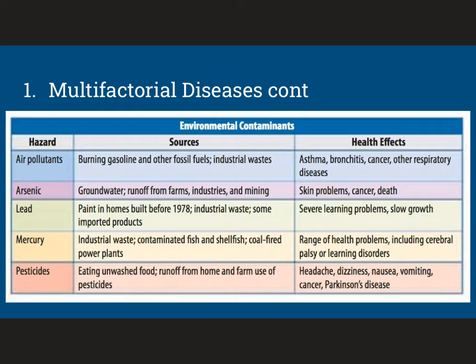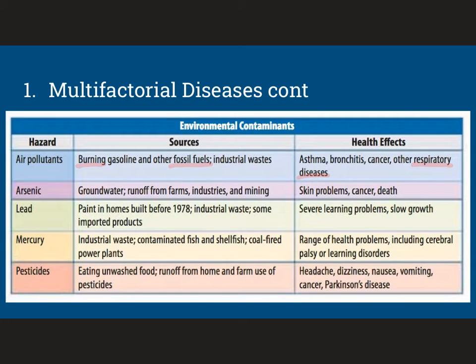Okay, so we have different hazards such as air pollution, arsenic, lead, mercury, and pesticides. These are the more common environmental contaminants that may affect people in a negative way. Air pollutants such as burning different fossil fuels or industry waste can cause people to have asthma or any respiratory related diseases. And if you compare the health of a person who lives in the city versus someone out in the countryside, you're going to see that health effect clearly because of the air quality.